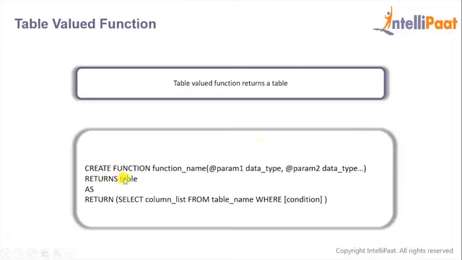So here the return type is table. So after the returns keyword, we'll type in table because we are supposed to return a table. After that, we'll give the keywords as return and then give in the select statement. Now you need to keep in mind that there are no begin and end keywords for the table valued function. So let's go to SQL Server and create our first table valued function.